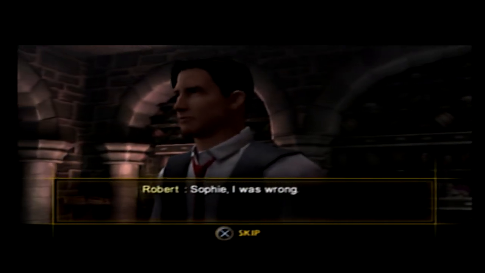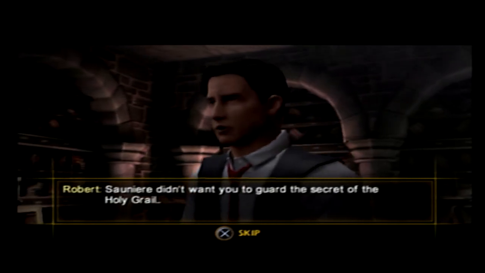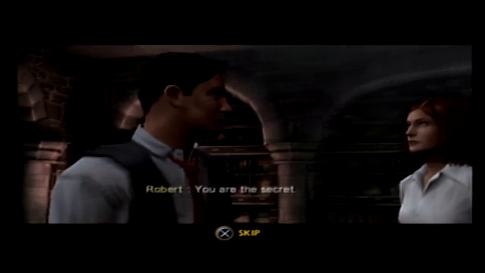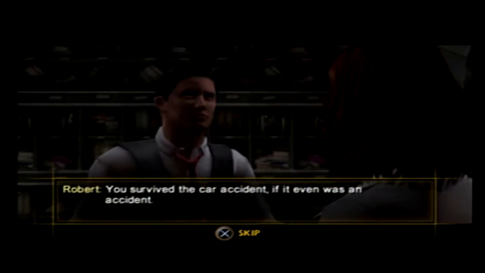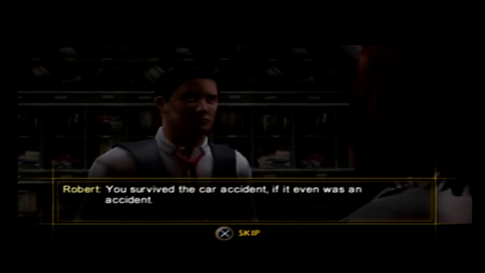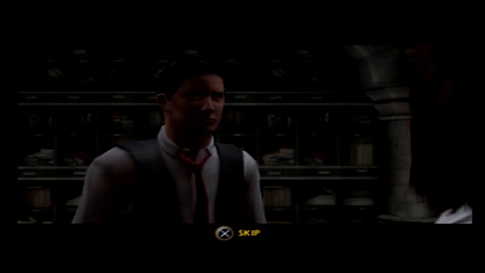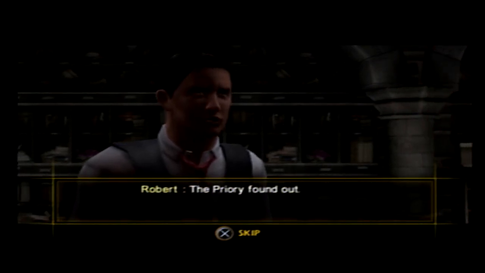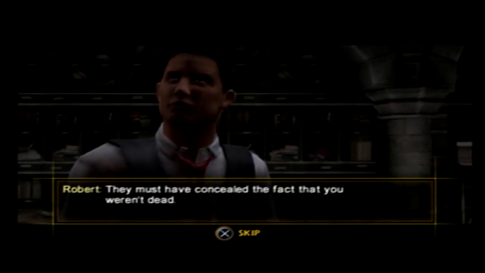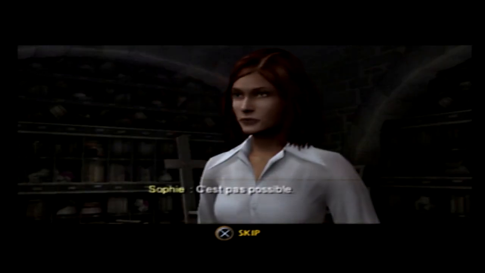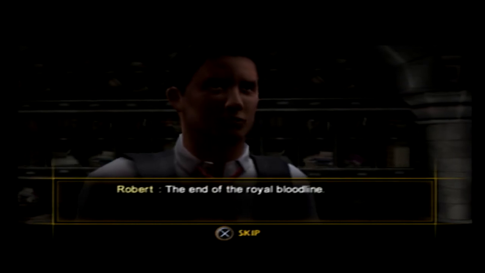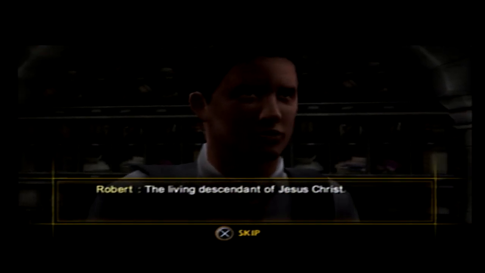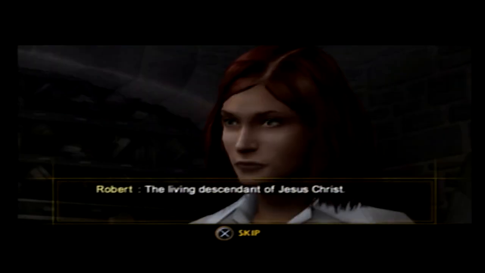Sophie, I was wrong. Saunier didn't want you to guard the secret of the Holy Grail. Sophie, you are the secret. No. You survived the car accident. If it even was an accident. The Priory found out. They must have concealed the fact that you weren't dead. Ce n'est pas possible. You are the heir. The end of the royal bloodline. The living descendant of Jesus Christ.